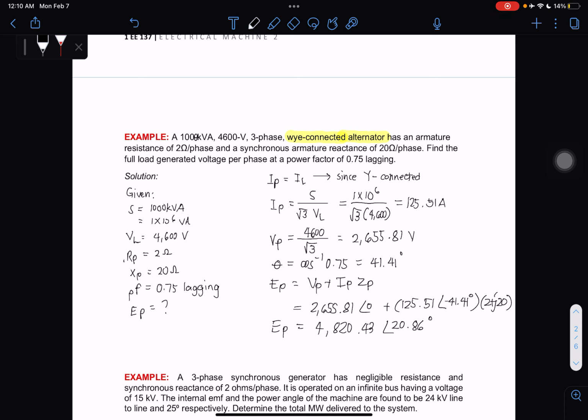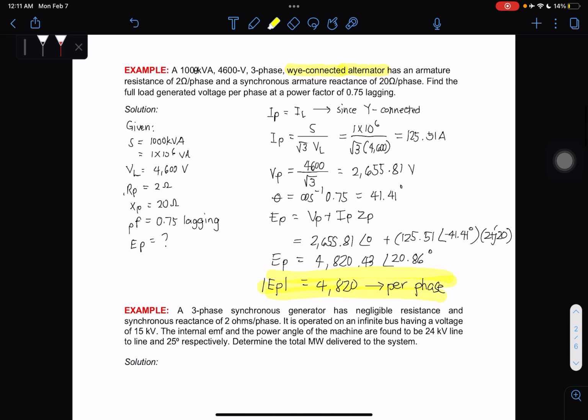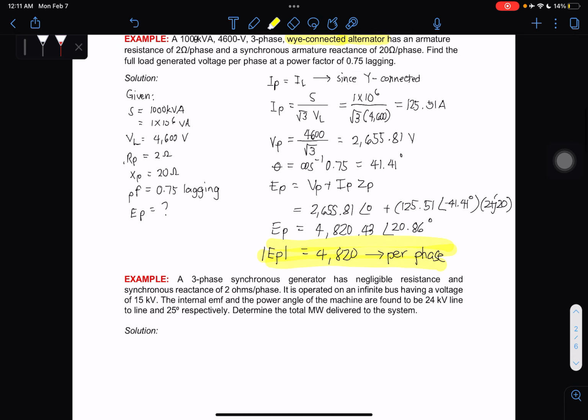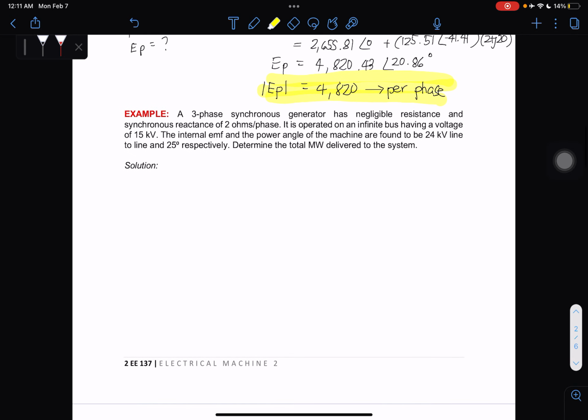But what is asked is the full load generated voltage, so therefore the real generated voltage is 4,820 volts per phase. This is our final answer for example number 1. It is very easy since it is formula based, and we just need to analyze the given. So let's proceed to another example to understand better.